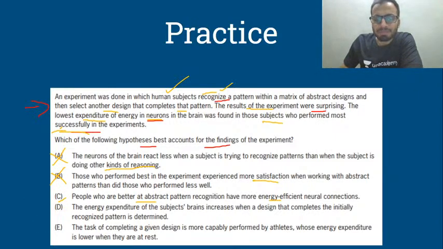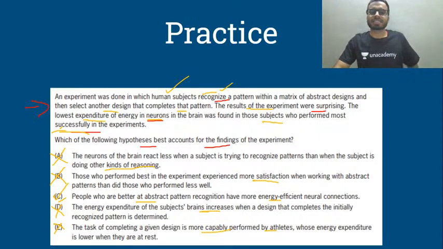D. The energy expenditure of the subject's brain increases when a design that completes the initially recognized pattern is determined. Energy expenditure increases when a design is determined, right? So if energy expenditure increases, then ideally they should not have had the lowest energy expenditure, right? So we eliminate D. E. The task of completing a given design is more capably performed by athletes. We're not talking about athletes specifically at all. So C looks to be the correct answer, guys.